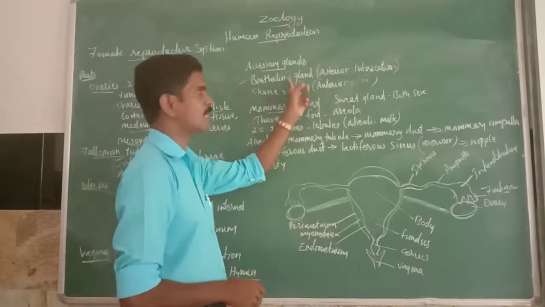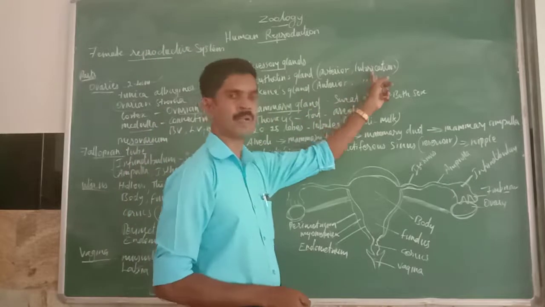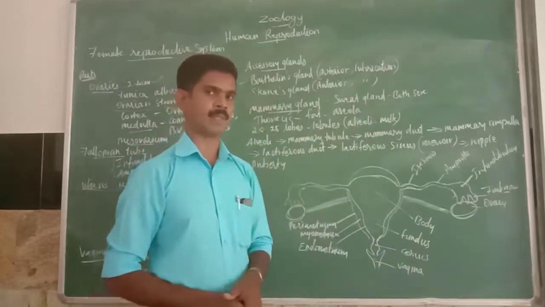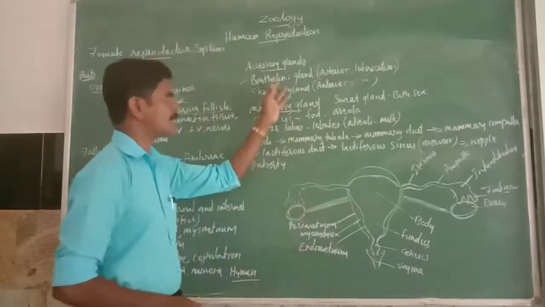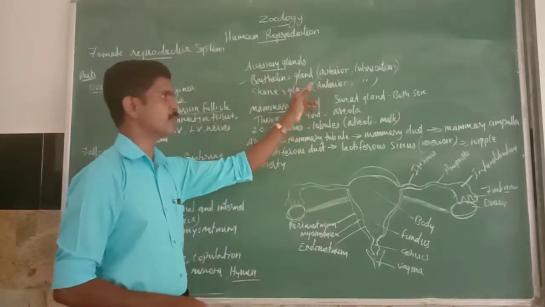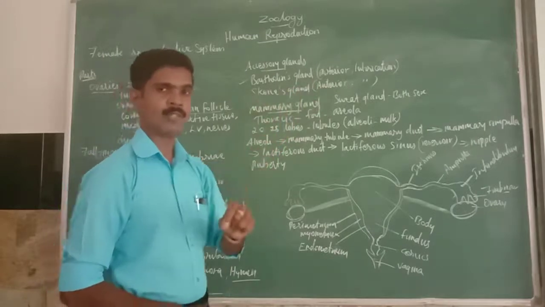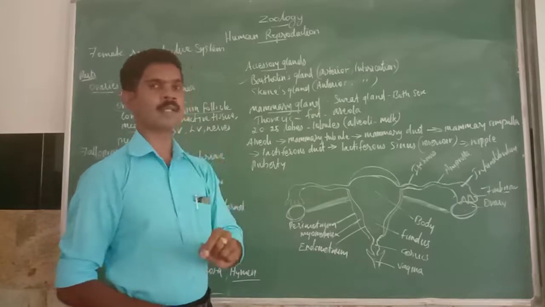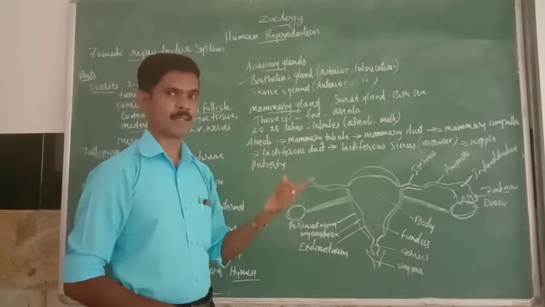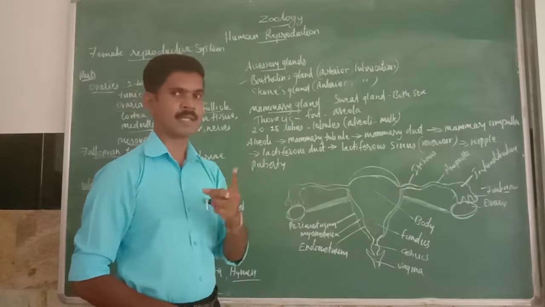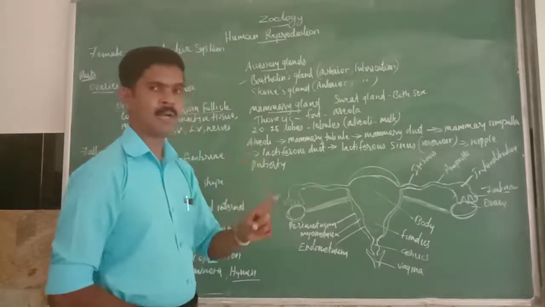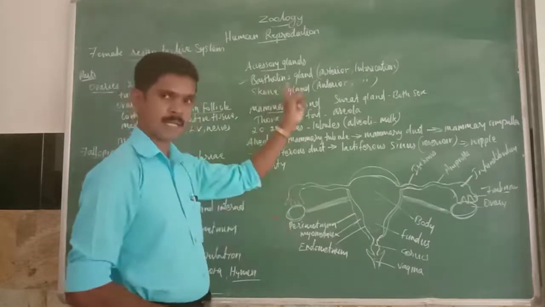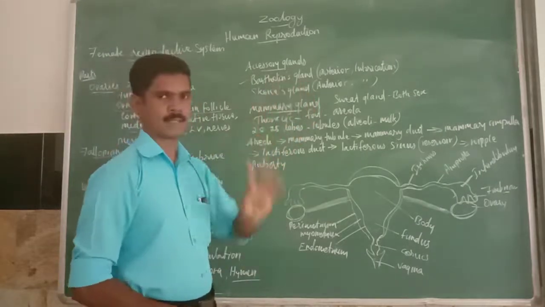This gland secretes a fluid, which is very important for the lubrication of the vagina. Understand? This fluid is equal to the fluid secreted by the bulbourethral gland of the male reproductive system. In the last class we studied the male reproductive system, where the bulbourethral gland is present. That bulbourethral gland secretion is homologous to the secretions of these Bartholin's glands.